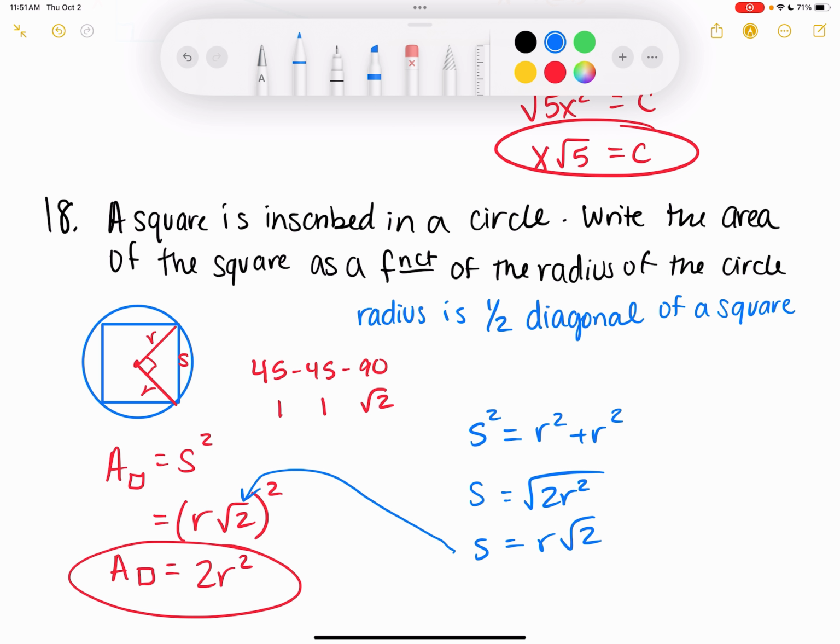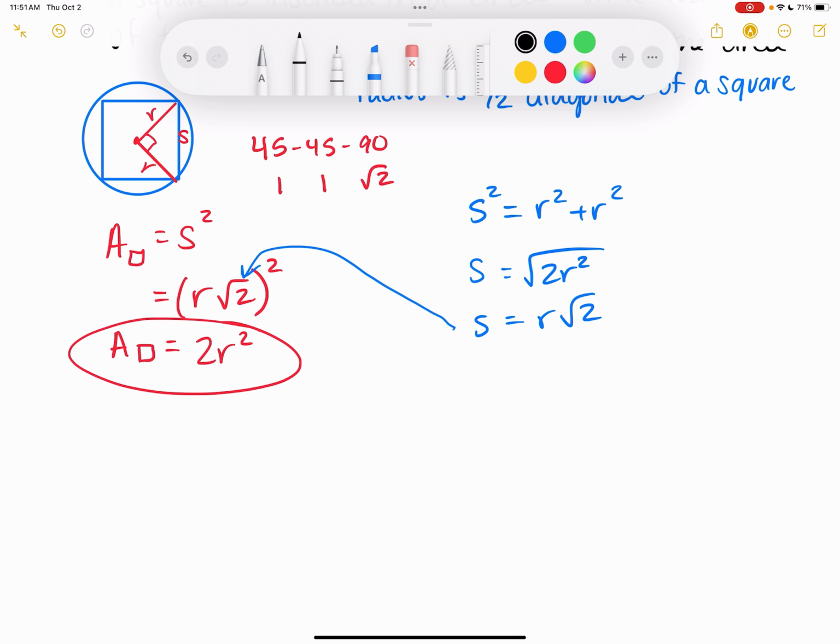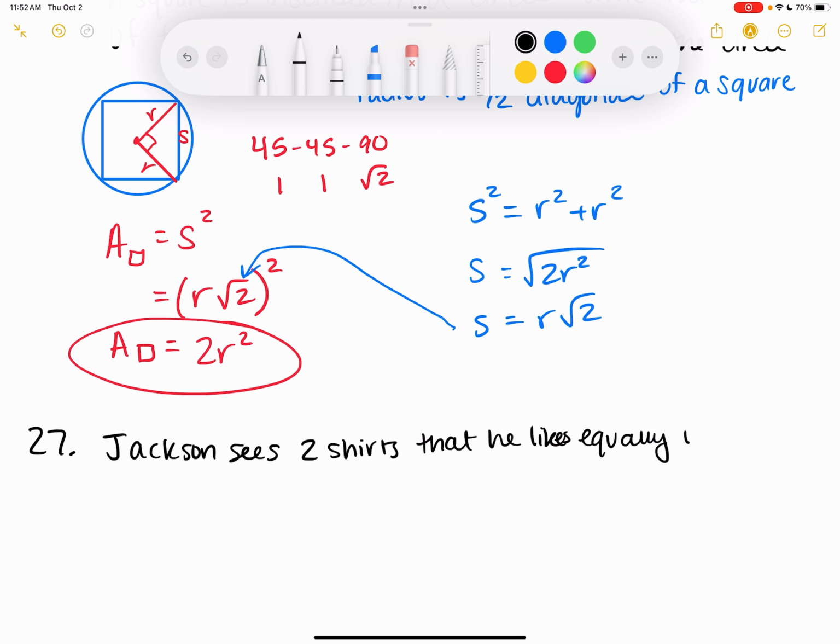Okay, different kind of word problem now that will help you when you go shopping. 27. Sale prices. At a shirt sale, Jackson sees 2 shirts that he likes equally well. Maybe we should do shoes so it's for Ryan. Which is a better bargain and why?